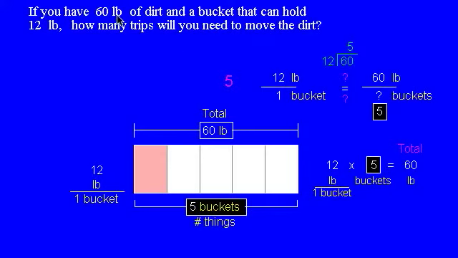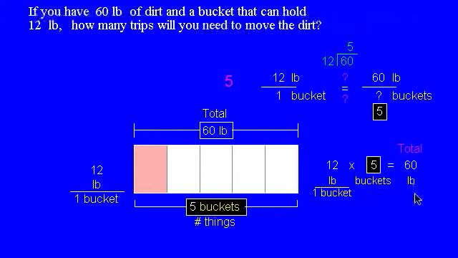And then you want to place the numbers where they belong. So again, 60 is the total, and the two names here are buckets and pounds. So one bucket, 12 pounds. So that's the value for one thing. So that tells you you're looking for the number of things. How many times you have to repeat this 12. Sort of one trip with the bucket, second, third, fourth, fifth, to get to the total. So that's a division problem with the total divided by the value for one thing.